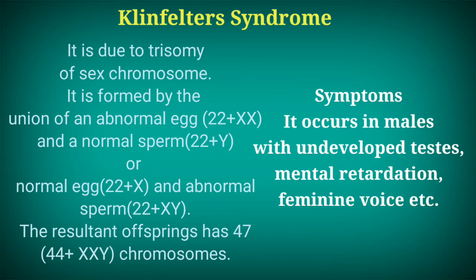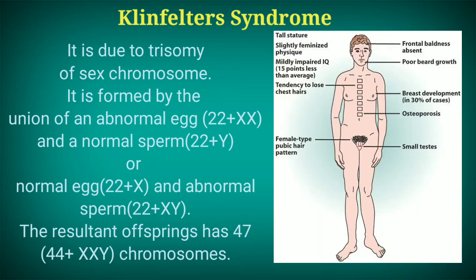Now the person with such abnormality in the chromosomal number, it occurs in case of males, that means Klinefelter syndrome occurs in males with undeveloped testes, mental retardation, feminine voice, low breast development, longer arms, etc. And normally such abnormality is seen right from childhood, and in some cases the person also dies during the very early period.